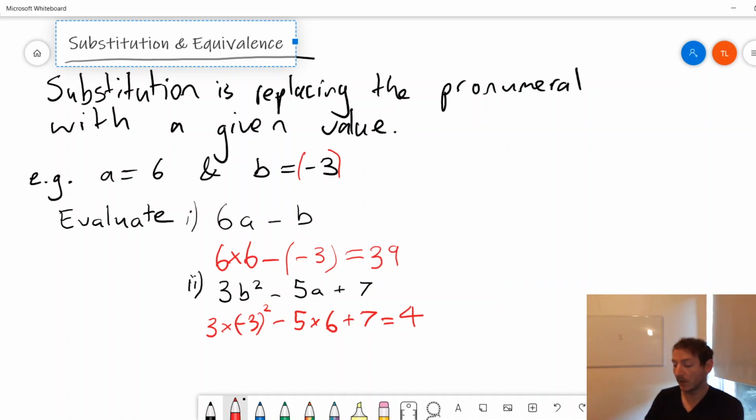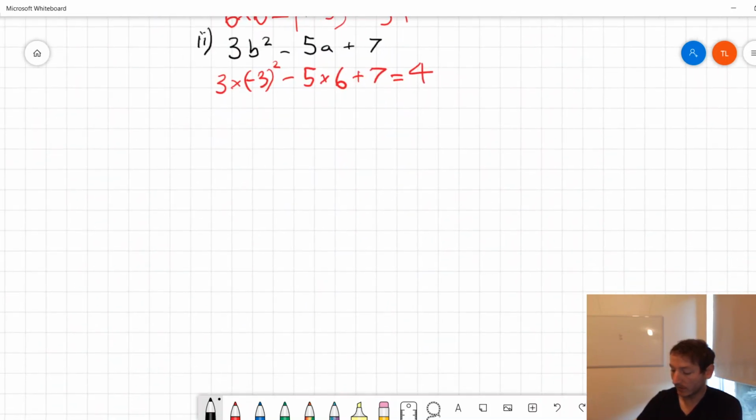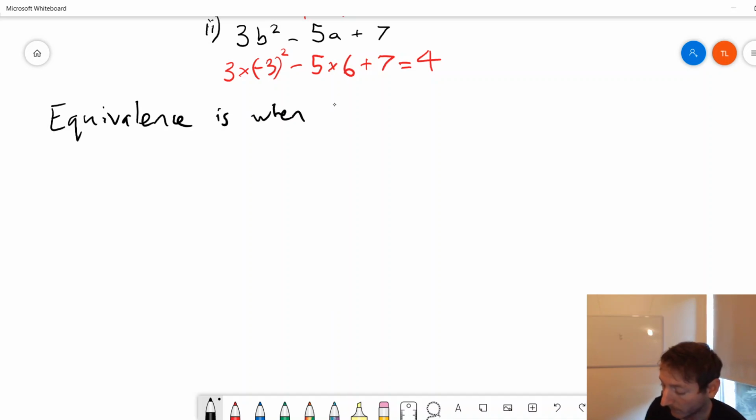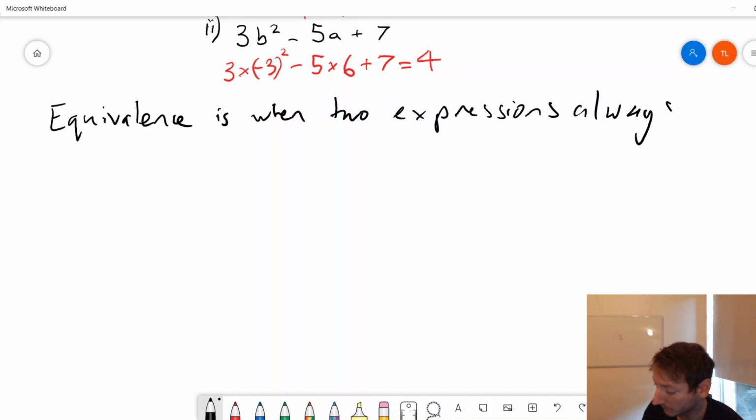There isn't much more to it other than writing the number instead of the pronumeral and typing it into your calculator. The other word in the title though is equivalence. So let's talk about equivalence real quick. So equivalence is when two expressions always produce the same values.